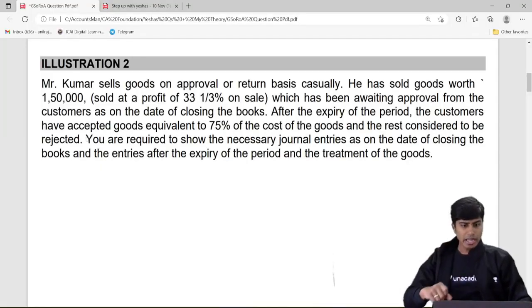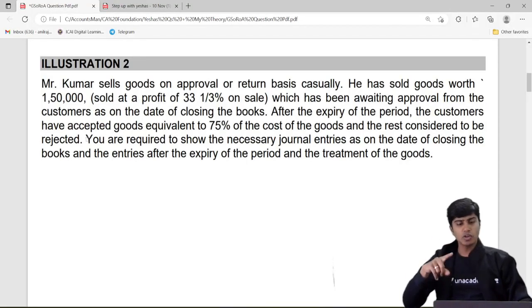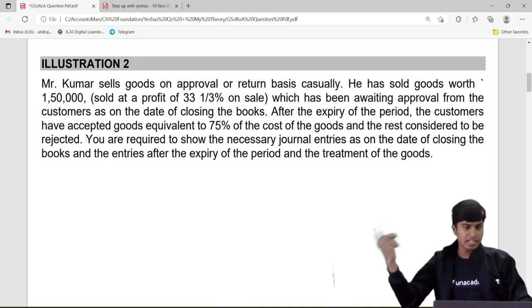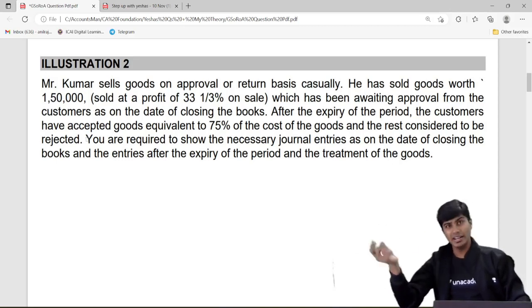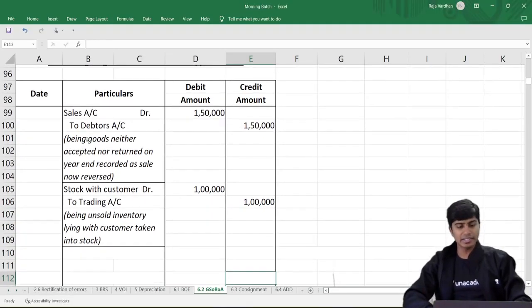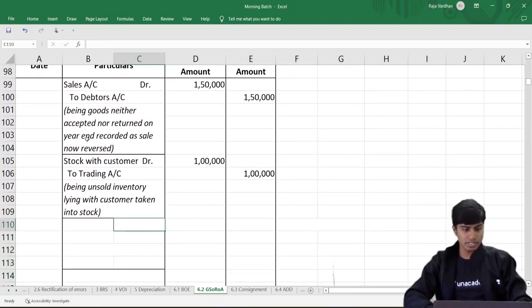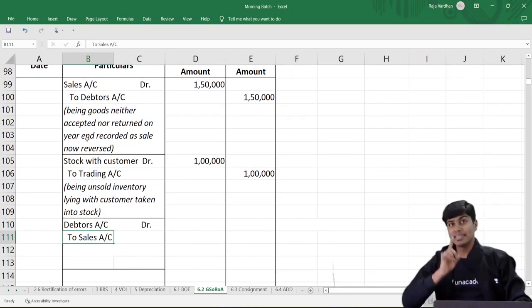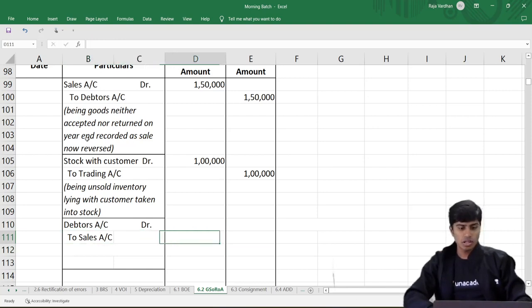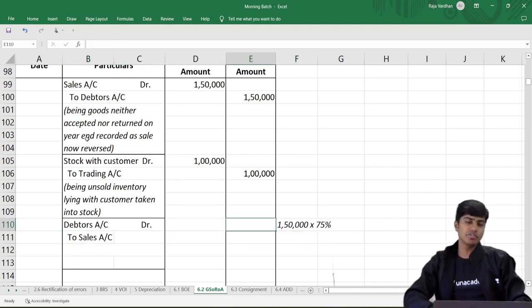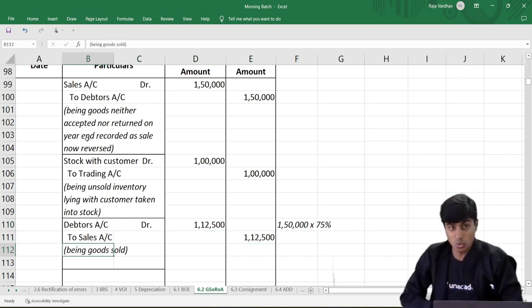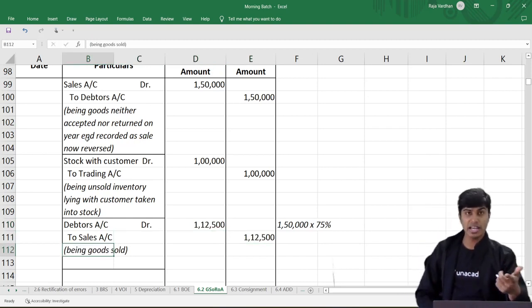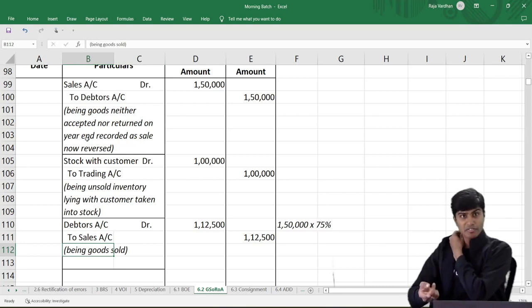You get that? And 75% of these goods have been accepted in the later period, post end. So when it is accepted later, then we would write the entry for sales, debtors to sales. But this would be for 75% of the stock. That is 1,50,000 into 75%, 1,12,500 being goods sold. Because we have reversed the earlier sales entry, we have to write the fresh sale entry.